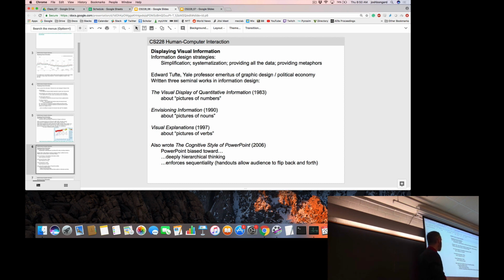We'll talk about maps in a moment, and we're going to end this lecture by talking about his third book, which was Pictures of Verbs. So verbs, in this case, was shorthand for things that change over time. If we want to visualize things that change over time, one of the easiest things we could do is make a video, something that also changes over time.